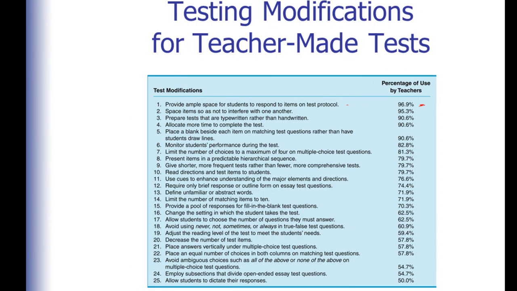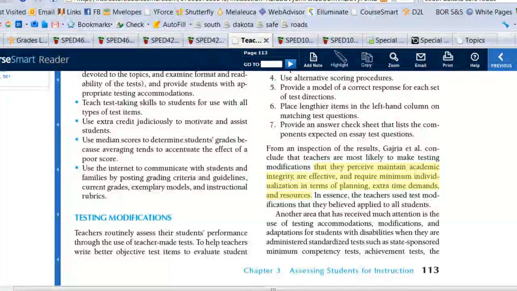All right. So you look through this at some things to modify tests. And you take this onto your wiki. Now, having said that, then this researcher here, Gajera, they're most likely to make testing modifications they perceive maintain academic integrity. This is their thing with it. They perceive maintain academic integrity, are effective and require minimum individual terms and extra time demands and resources.